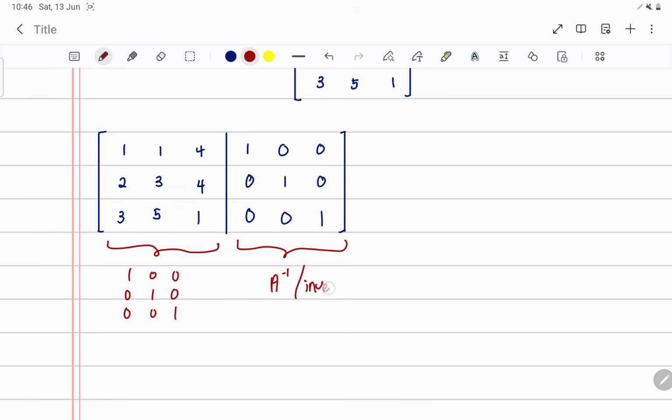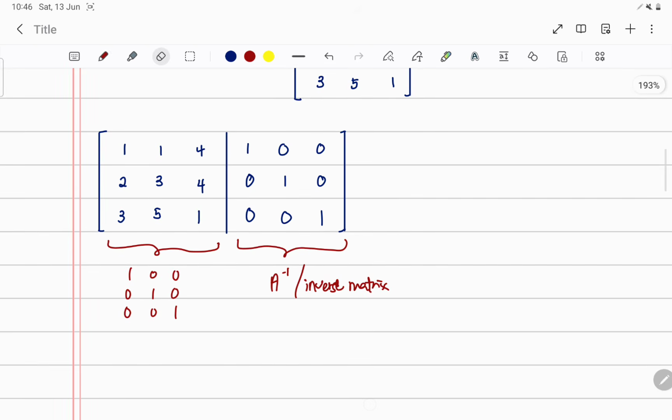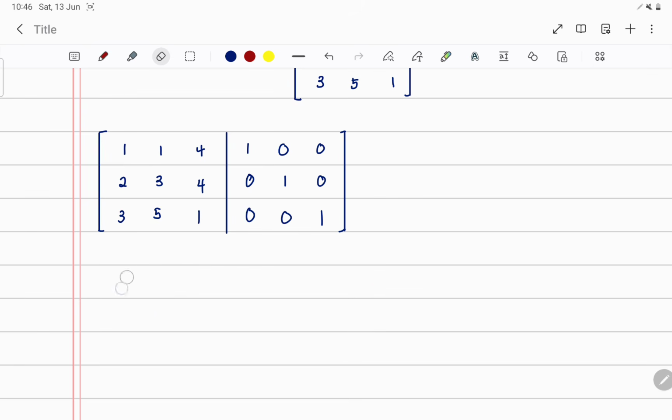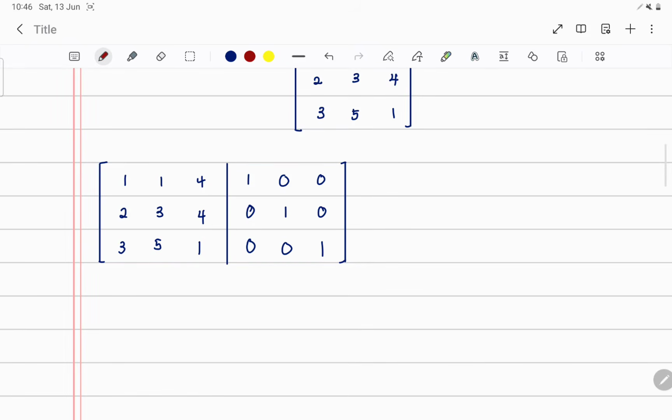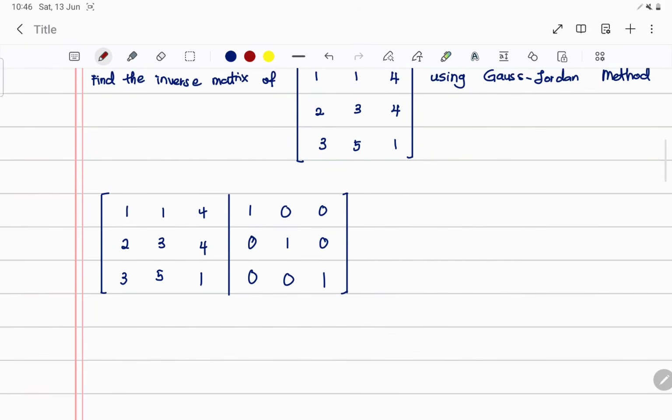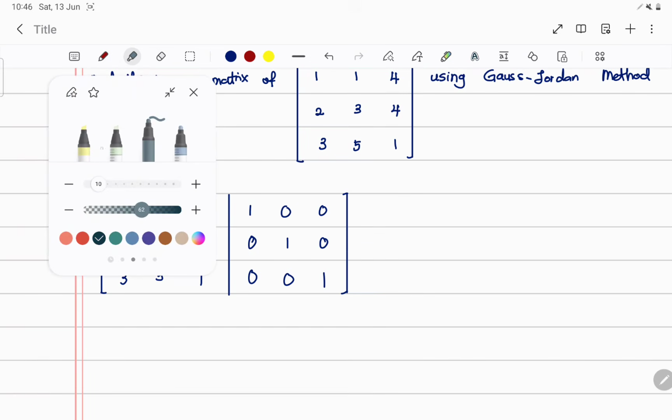Alright, so we're going to start from here. After you have done this, usually what I do is solve it column by column. Why? It is easier for you to solve like that. So, solve it column by column.